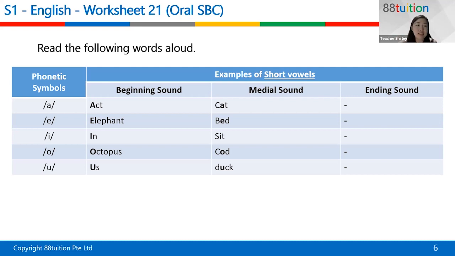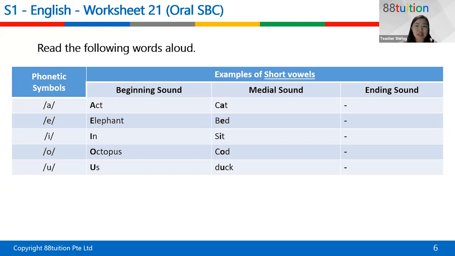Okay, now the second one, which is the letter E. Of course, the sound of E is like, for example, elephant or bed. A lot of people say bed, but it's actually bed. The correct pronunciation is bed. I'm going to bed, not I'm going to bed.